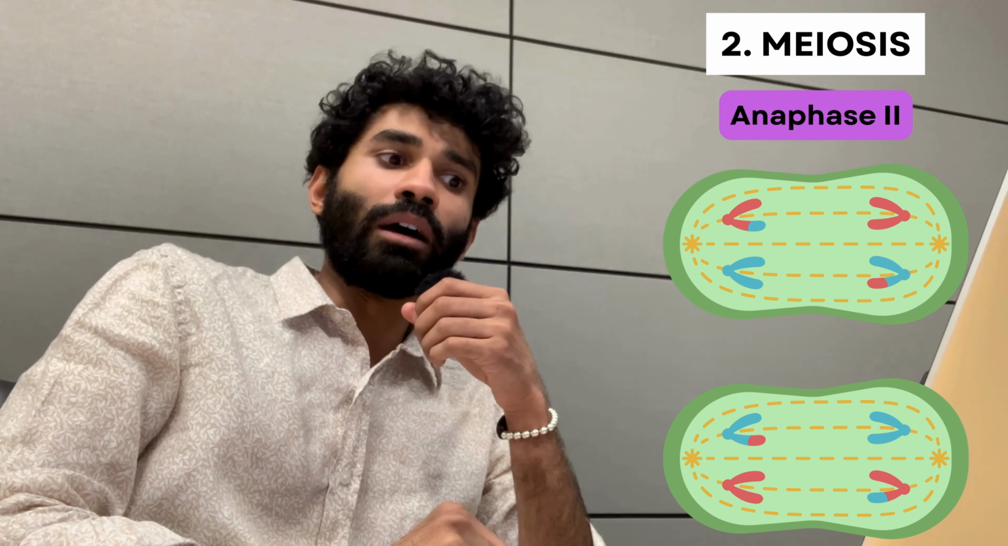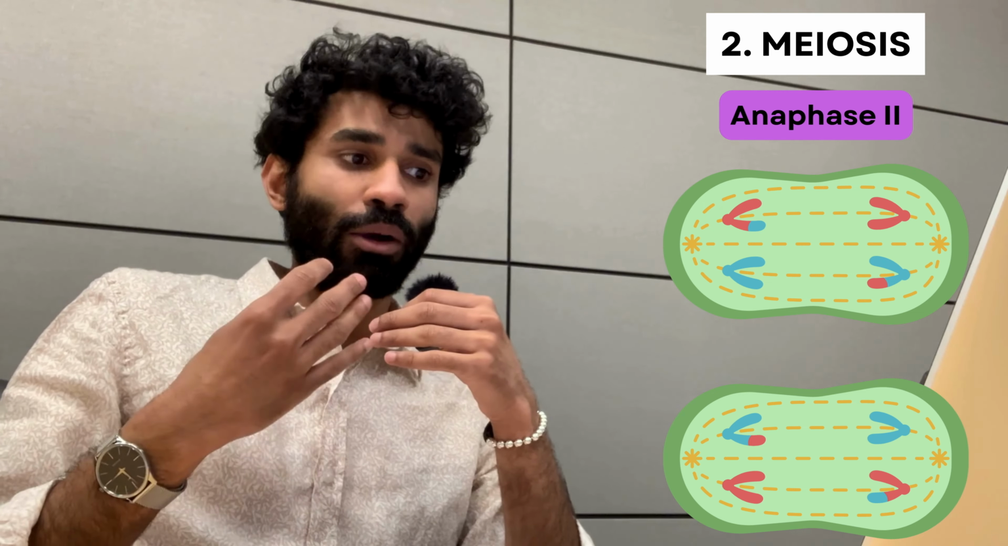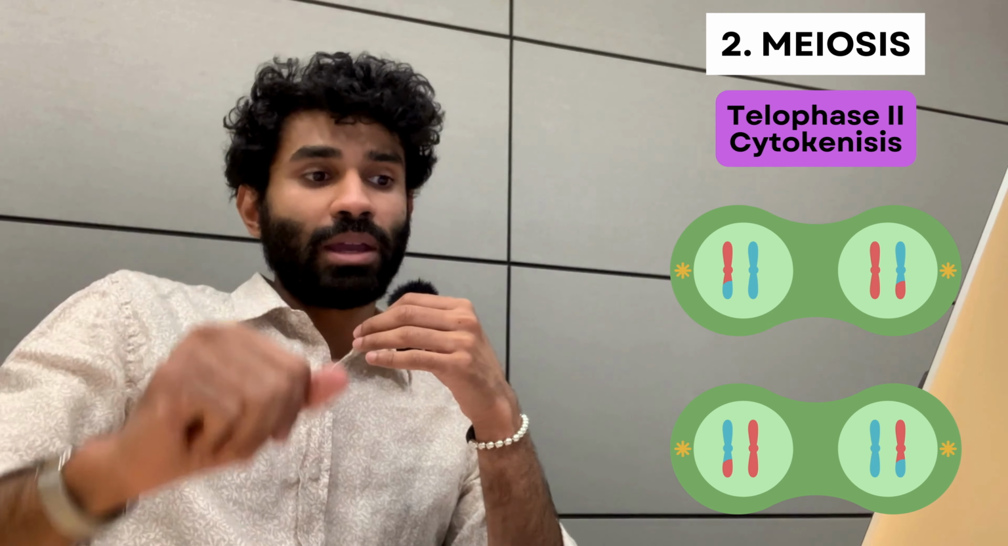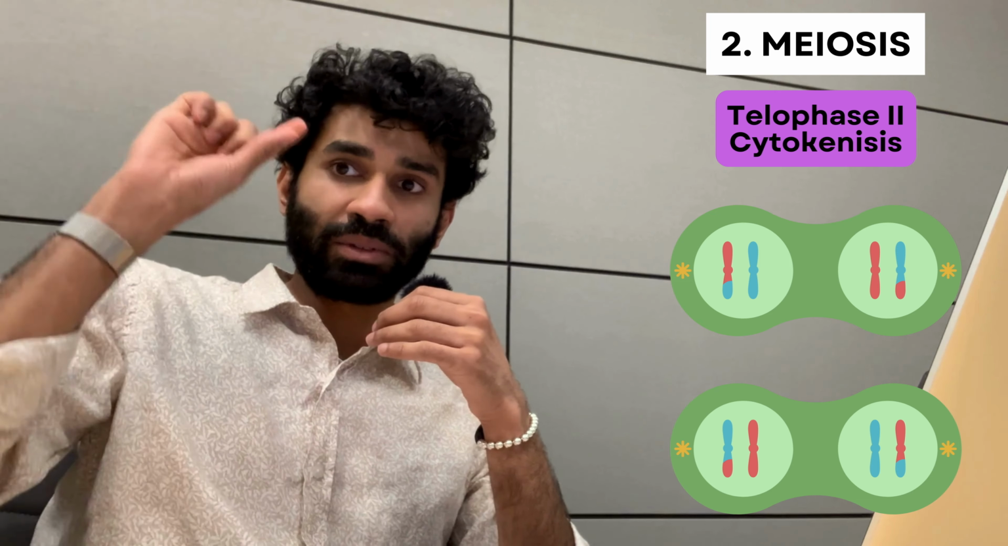They separate, and you end up with now 4 daughter cells in telophase 2/cytokinesis of meiosis 2. You have 4 daughter cells. They're all haploid. They have 23 chromosomes, and each chromosome is now a single DNA molecule. And that's all you need to know for meiosis 1 and meiosis 2 of meiosis.